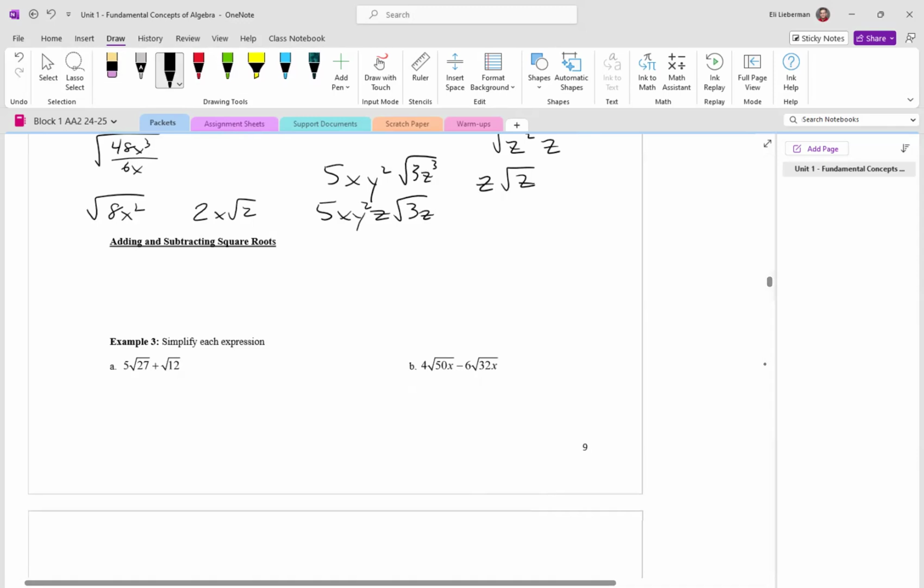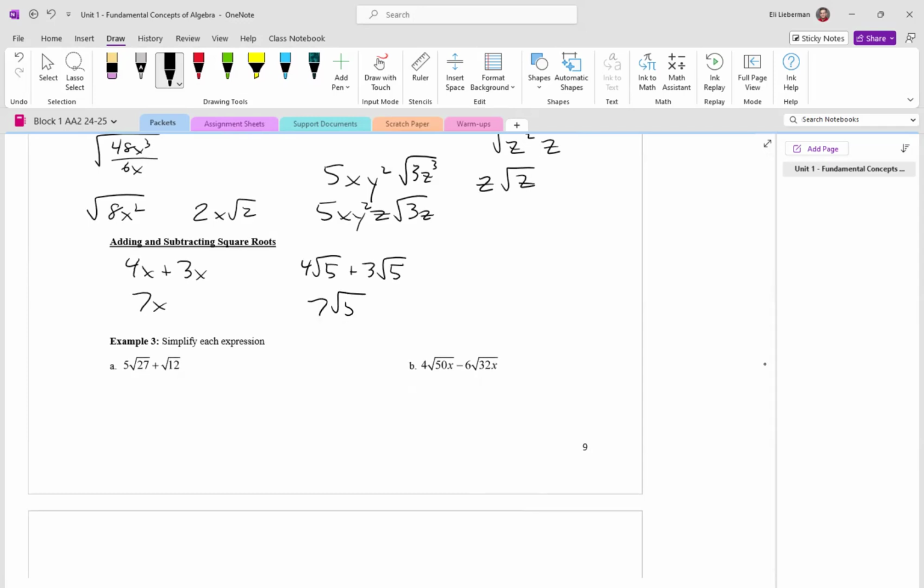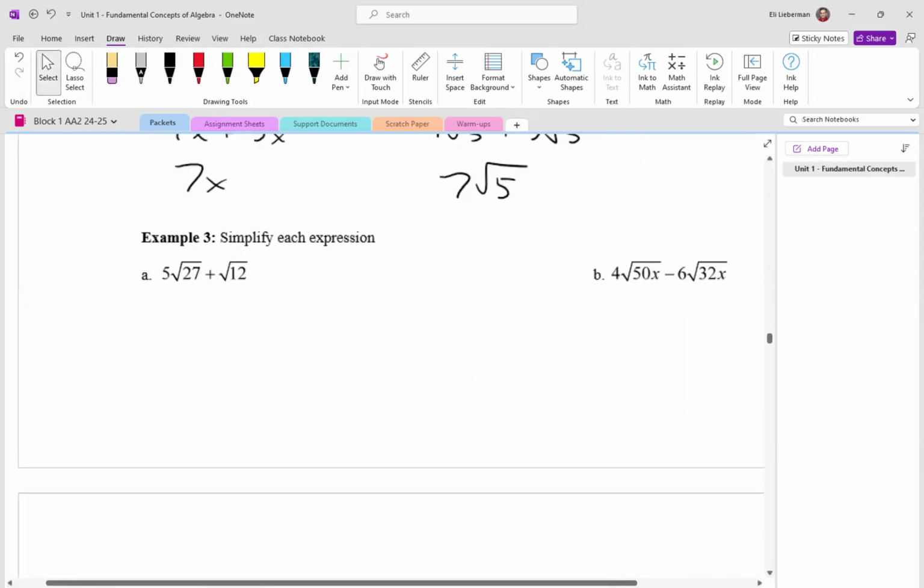Okay, if we have something like 4x plus 3x, you know that's equal to 7x. And in the same vein, 4 root 5 plus 3 root 5 is equal to 7 root 5. Does this seem familiar to you? Is it adding like terms? Like radicals? You could add like stuff. So A, are these like?